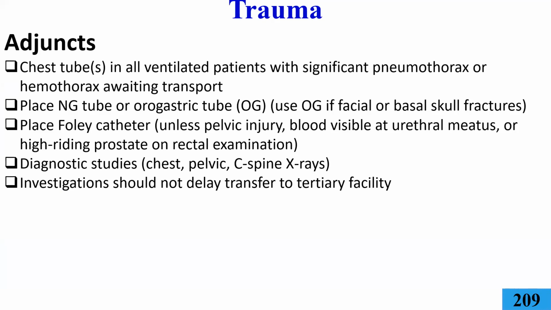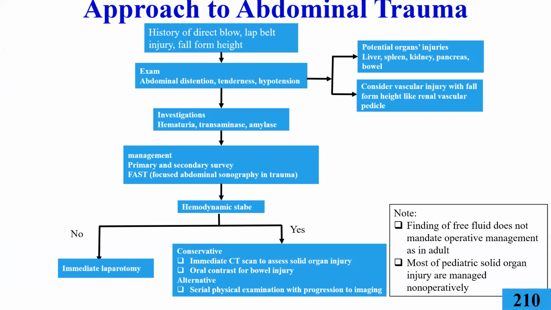We might need diagnostic radiology: chest, abdomen and spine. Investigation of abdominal trauma is very important. And so history, checking for damage to the liver, kidney, spleen, bladder, bowel, retroperitoneal bleed, and so on. Again, treatment is A, B, C, D, E, and SAMPLE, and then consultation with the pediatric surgery.